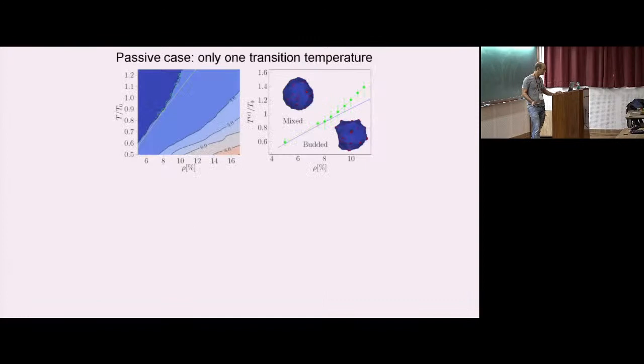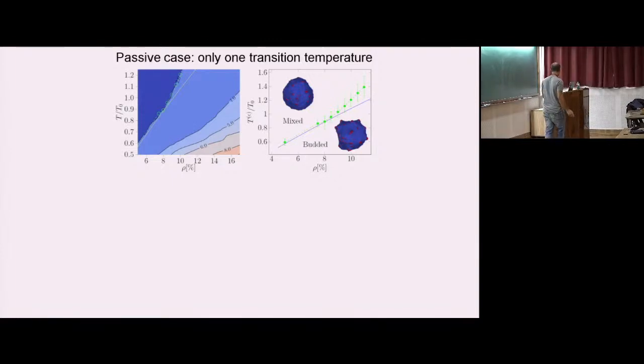In this passive system, as I said, as function of temperature and density, you can plot the mean cluster size, and of course the cluster size is increasing as temperature is decreasing and density is increasing. That's the contour line of mean cluster size 2. So you can roughly say that you have a mixed phase here and a budded phase here.